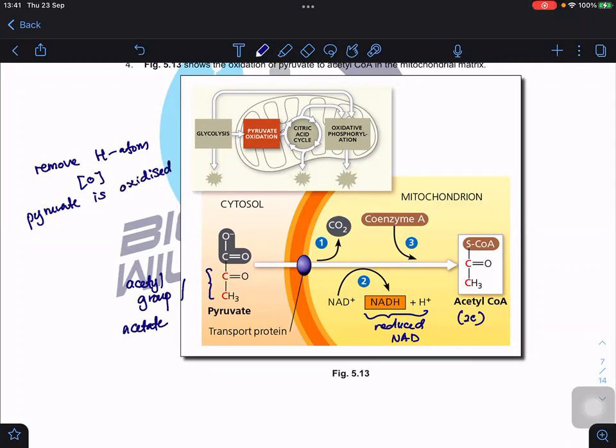Okay, we remove the hydrogen atom. Now, how about NAD? NAD, now you can see that it gained the hydrogen atom. Correct or not? So when NAD gains the hydrogen atom, NAD is now reduced. So it is reduced to become reduced NAD. It's a reduction process.